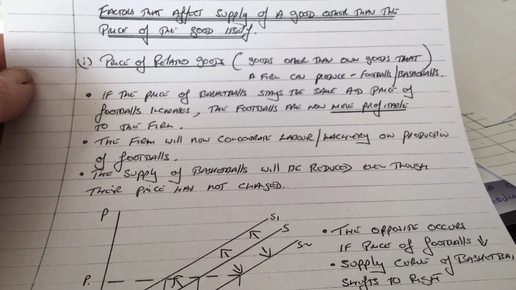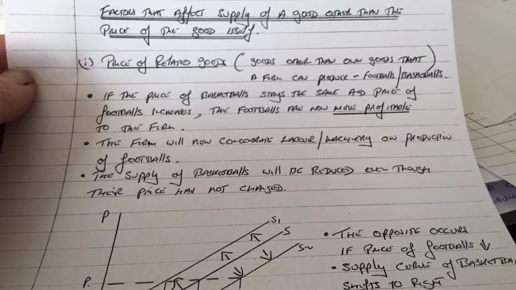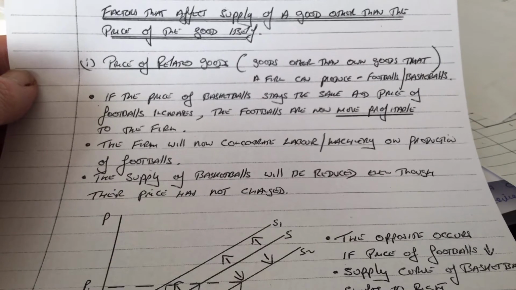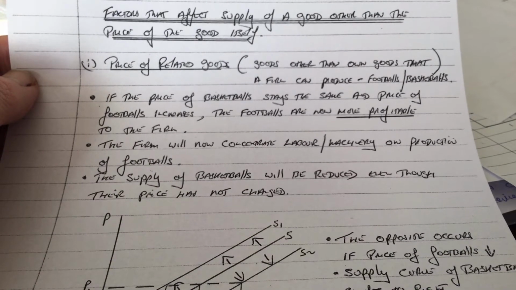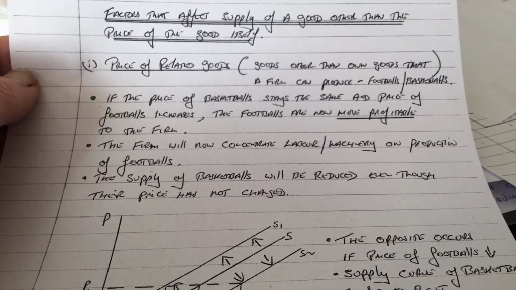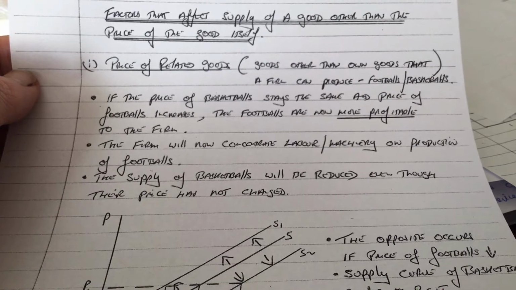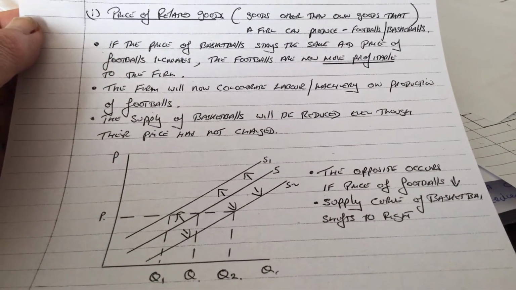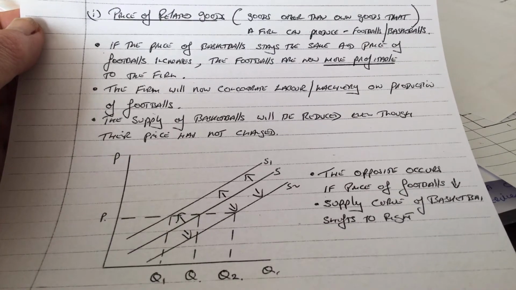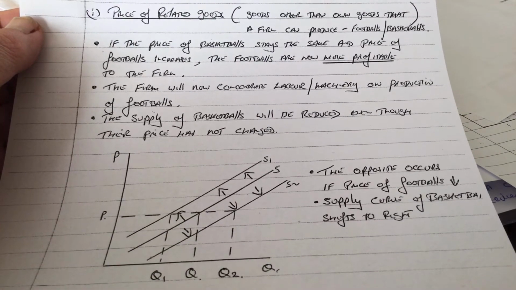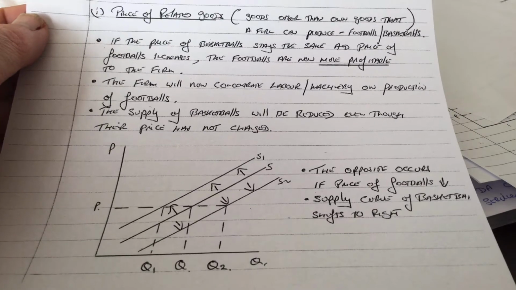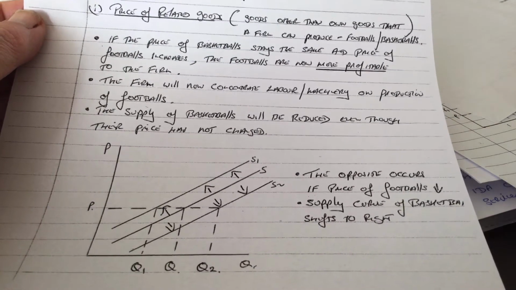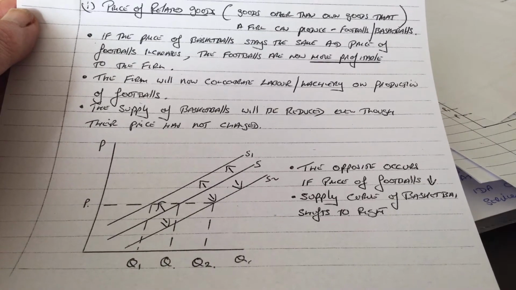If the price of basketballs stays the same and the price of footballs increases, then footballs are now more profitable to the firm. The firm will now coordinate labour and machinery on the production of footballs. Therefore, the supply of basketballs will be reduced even though their price has not changed. The opposite occurs if the price of footballs goes down, then the supply of basketballs will shift to the right.